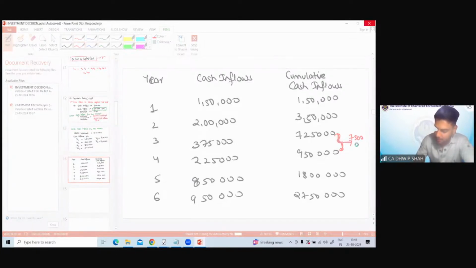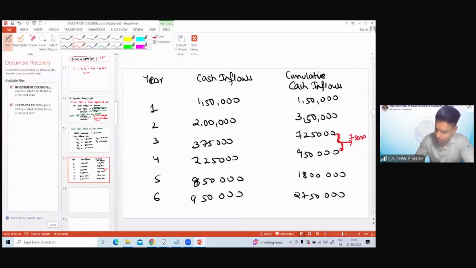What is happening here? Yes, correct. So my 7 lakh. In Word I cannot use this pen. I have tried that as well. I am not able to use the pen in Word. It has certain restrictions.